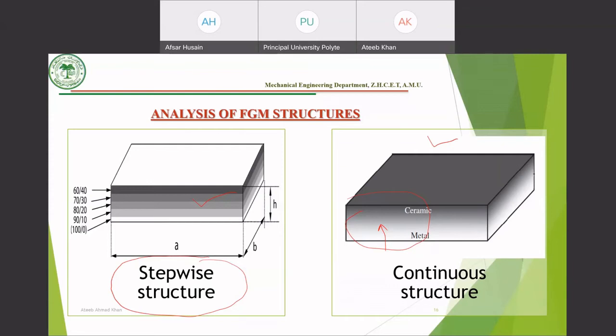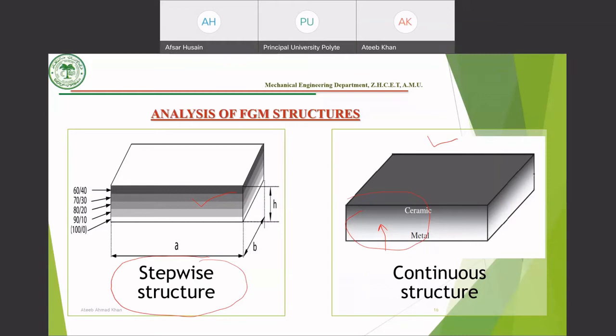No, I got your question, Meenakshi. Actually, that's why you cannot say that it is a particulate composite material, because particulate composite materials are homogeneous. Everywhere, if you take a small part of a particulate composite material, the composition will be the same at every point. But in case of this FGM, the composition is gradually changing.